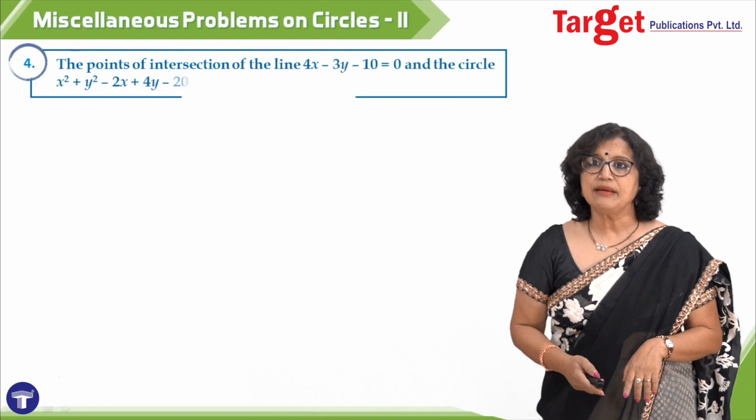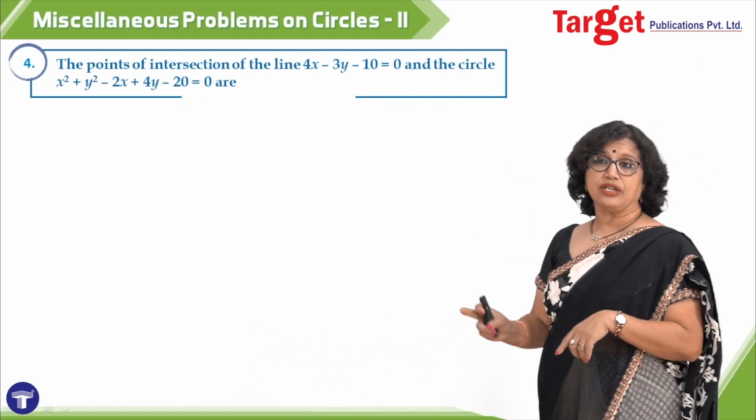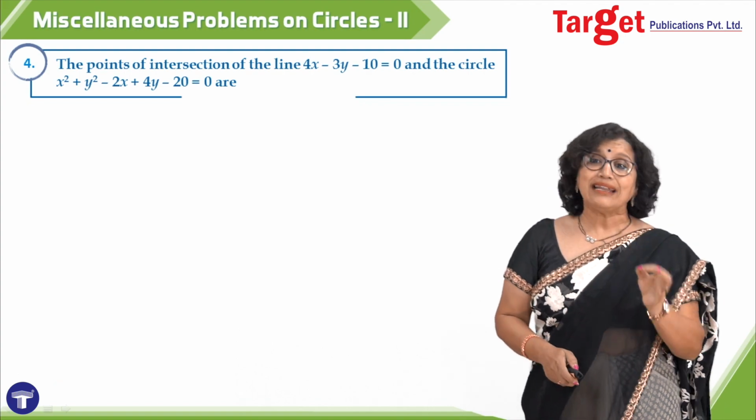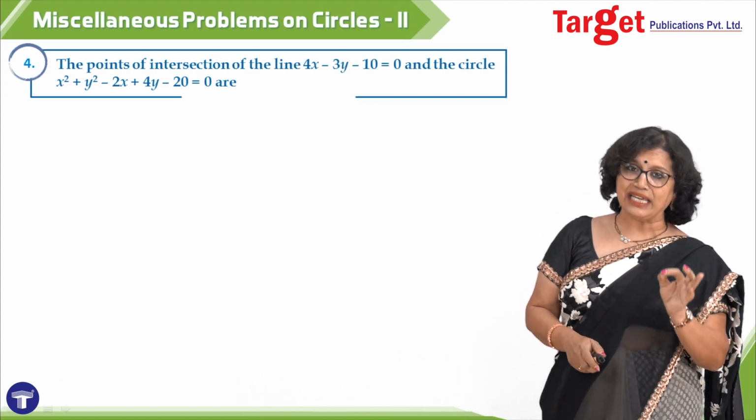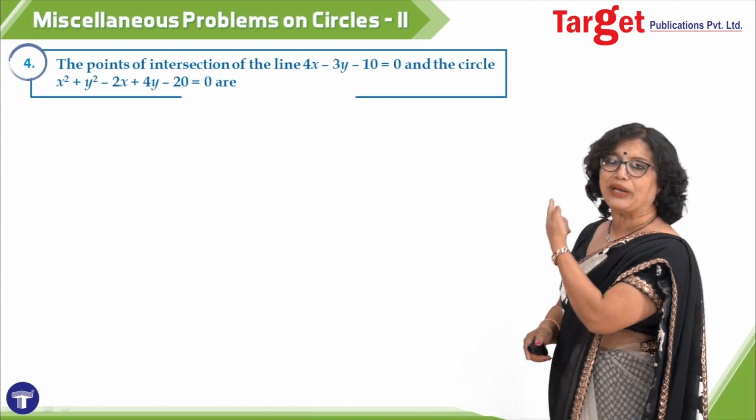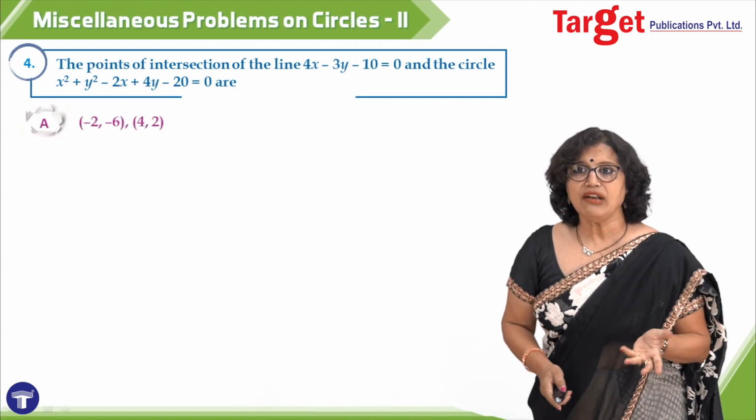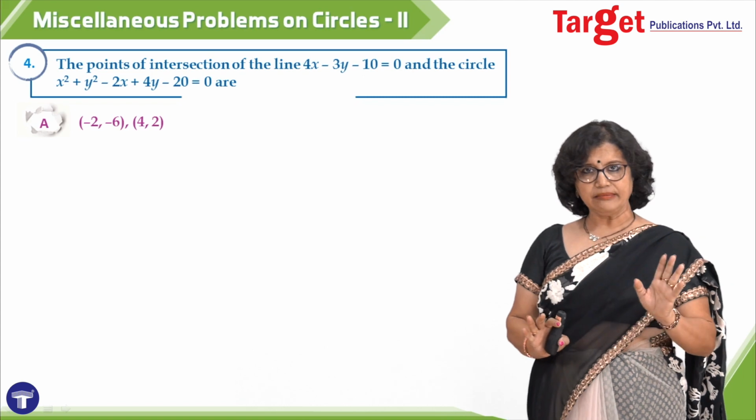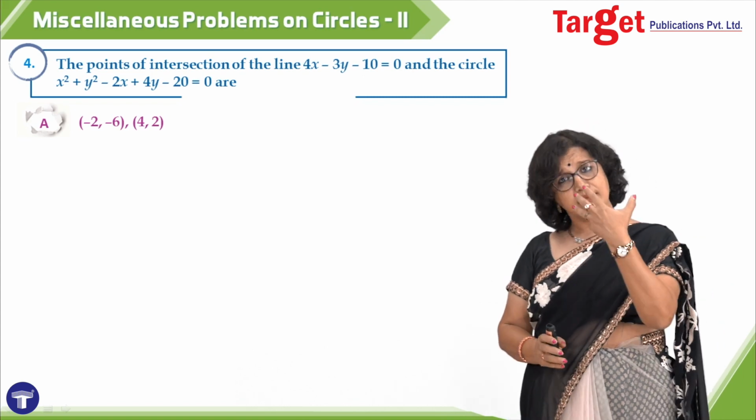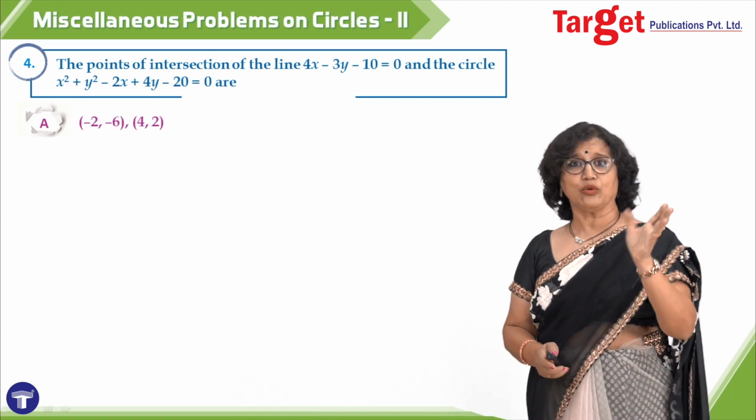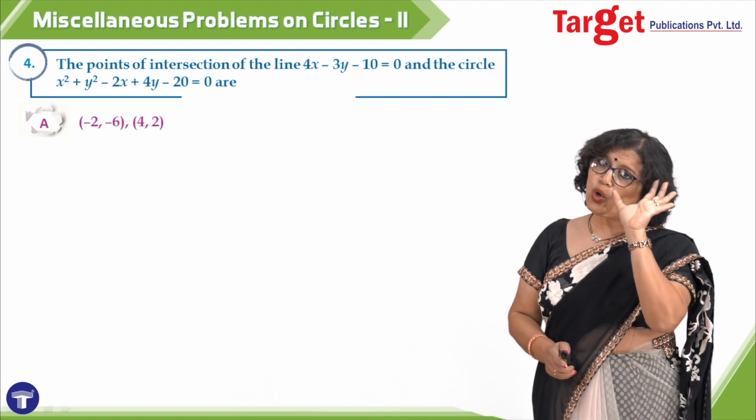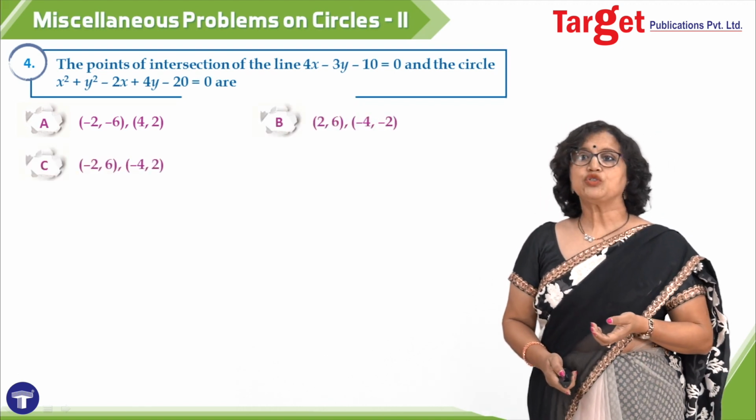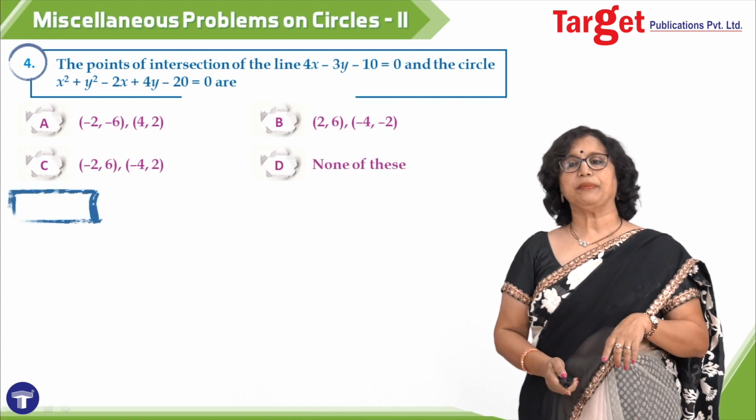Now the next one is: the points of intersection of the line 4x minus 3y minus 10 equal to 0 and the circle x square plus y square minus 2x plus 4y minus 20 equal to 0 are, and we are actually given 4 options in the form of coordinates of points. Actually, if you ask me, this is a straight question. No further calculation is required. Once you know the points of intersection, your job is done, right? Fine. So let us go for the solution part.